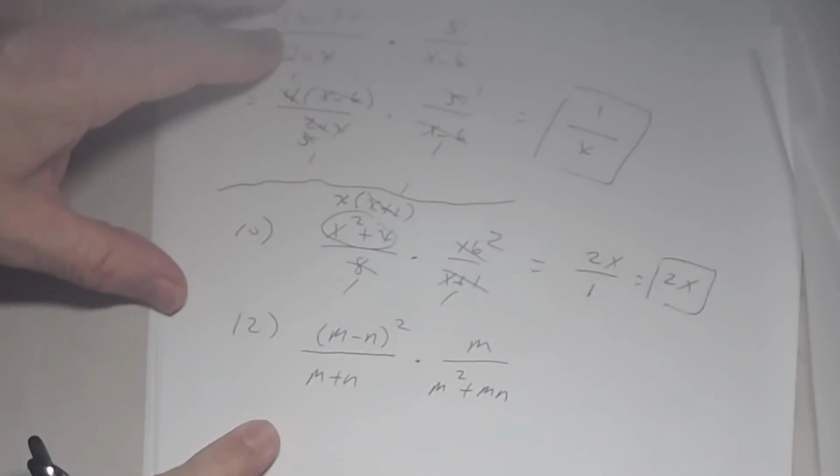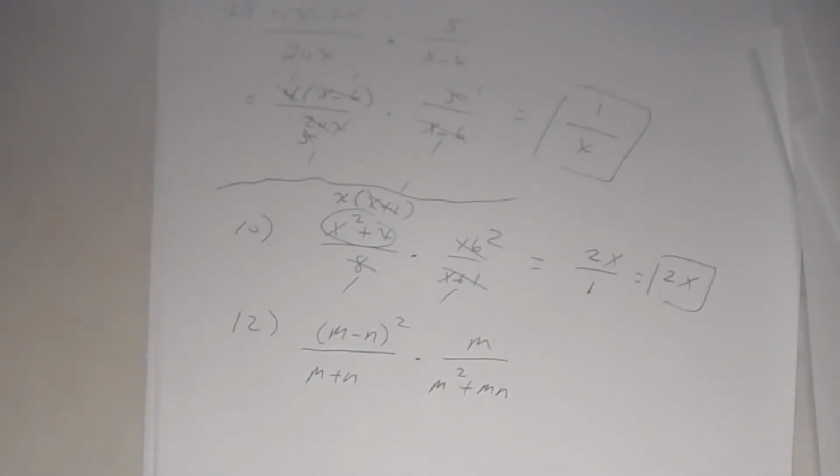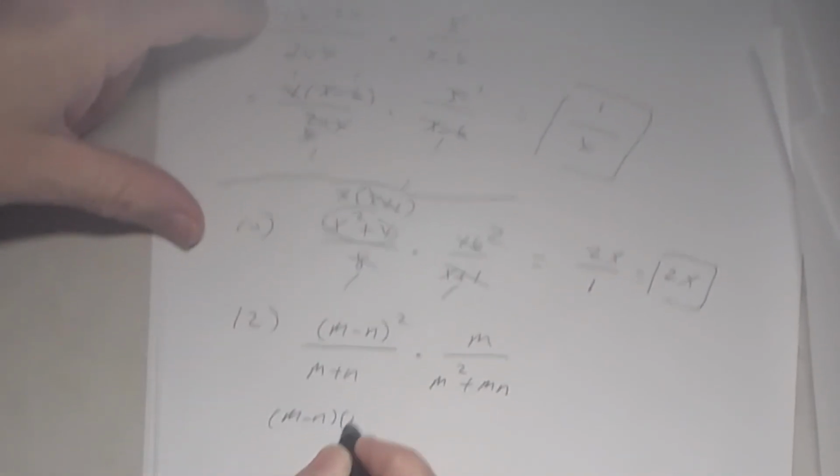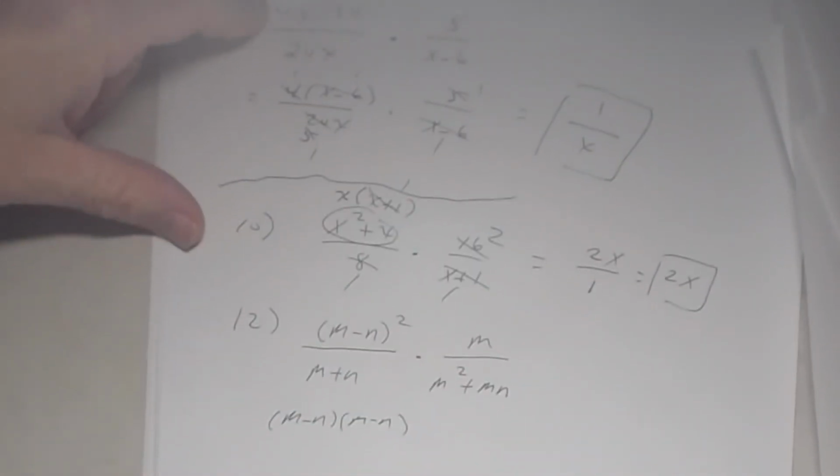Now this is where I'm actually going to write in that next step right here. I'm going to go ahead and write it in. You see that numerator, the first numerator, m minus n squared? It's already factored. There's nothing to do there. If you want to rewrite it, it's going to be m minus n times what? M minus n. So write it like that: m minus n times m minus n. That's what m minus n squared means, right?